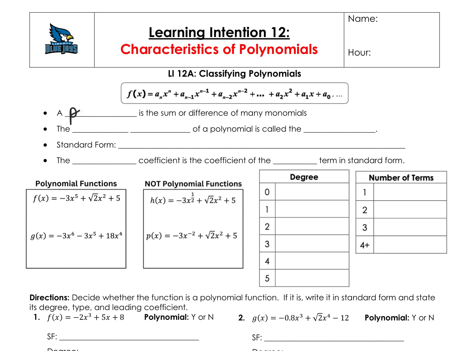A polynomial is the sum or difference of many monomials. Polynomial. Okay, and here is the most important thing about polynomials: their exponents need to be all positive whole numbers.